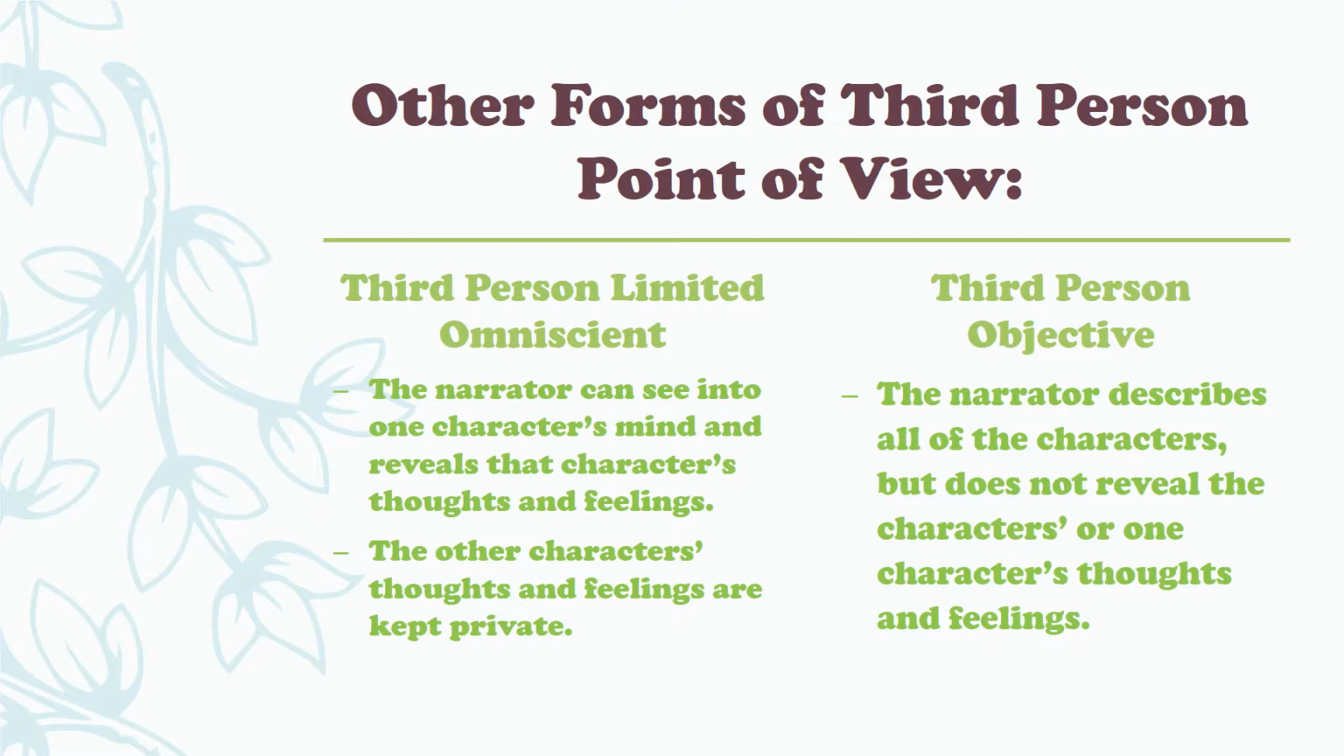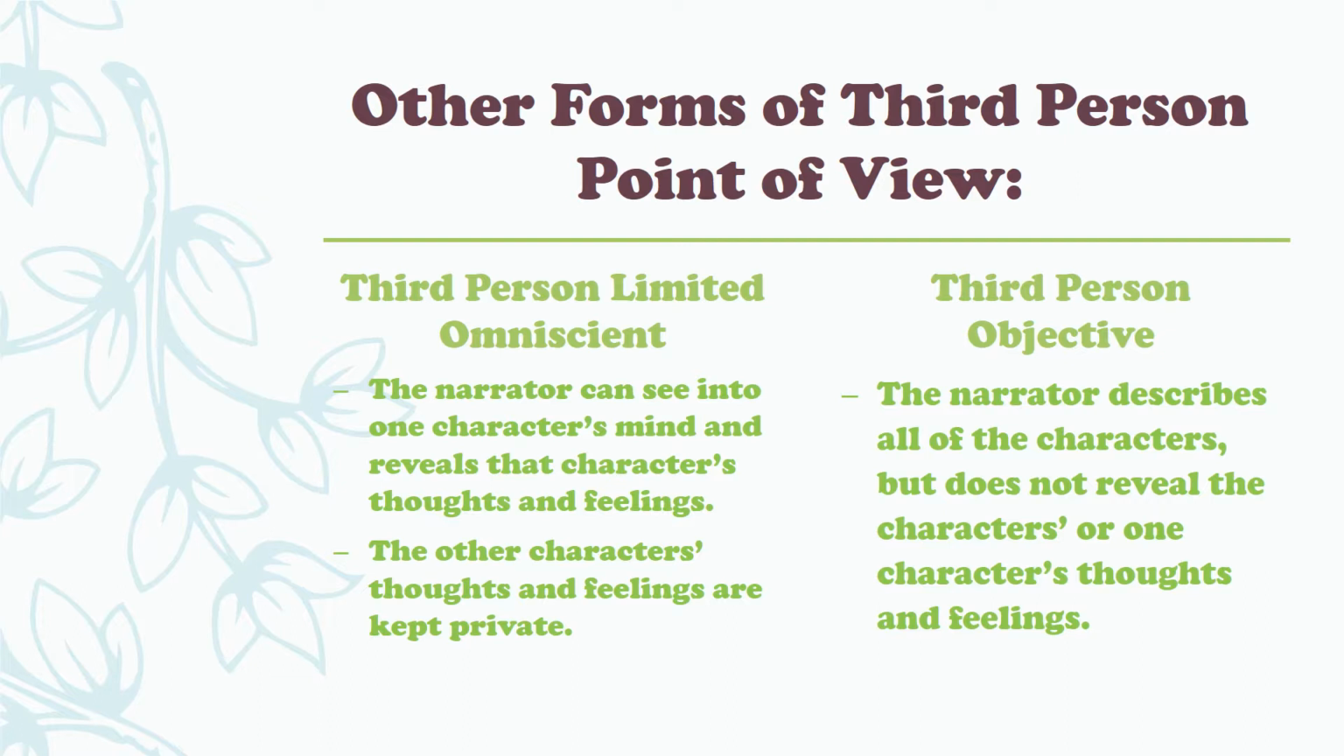So in this point of view, the narrator can see into one character's mind and reveal that character's thoughts and feelings, while the other character's thoughts and feelings are kept private. So when this point of view is used, the author is giving the impression that we are very close to the mind of one character, though it may seem that the narrator is kind of viewing them from a distance. So sometimes in this point of view, the narrator can be too focused on his or her own opinions of that particular character, which can maybe be a downside.